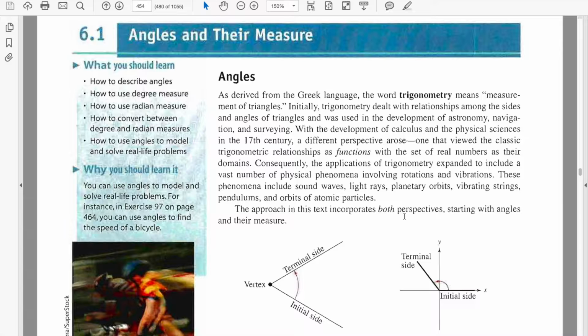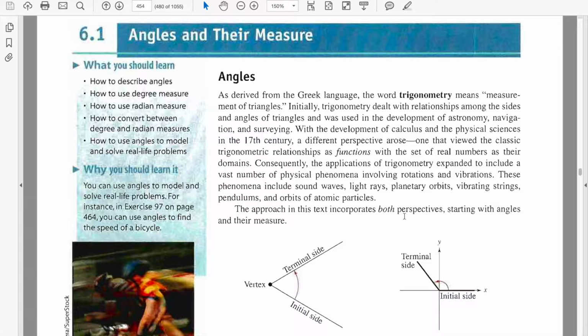I thought I'd start here by just reading this paragraph because I feel like it's really well written and it really talks about the answer to the question why study angles in trigonometry the way that we do. So here we go. Angles. As derived from the Greek language, the word trigonometry means measurement of triangles.